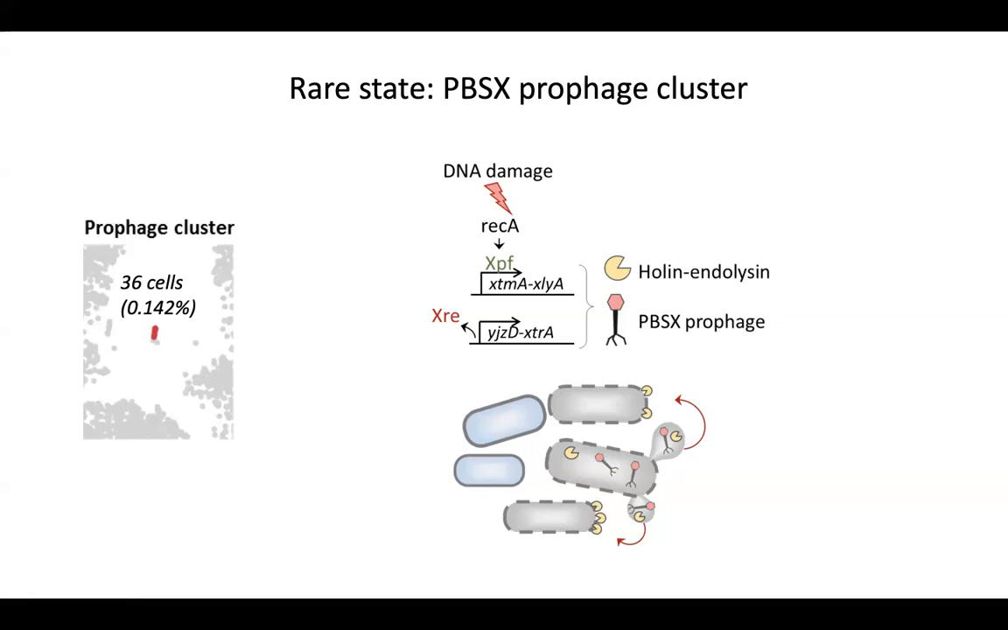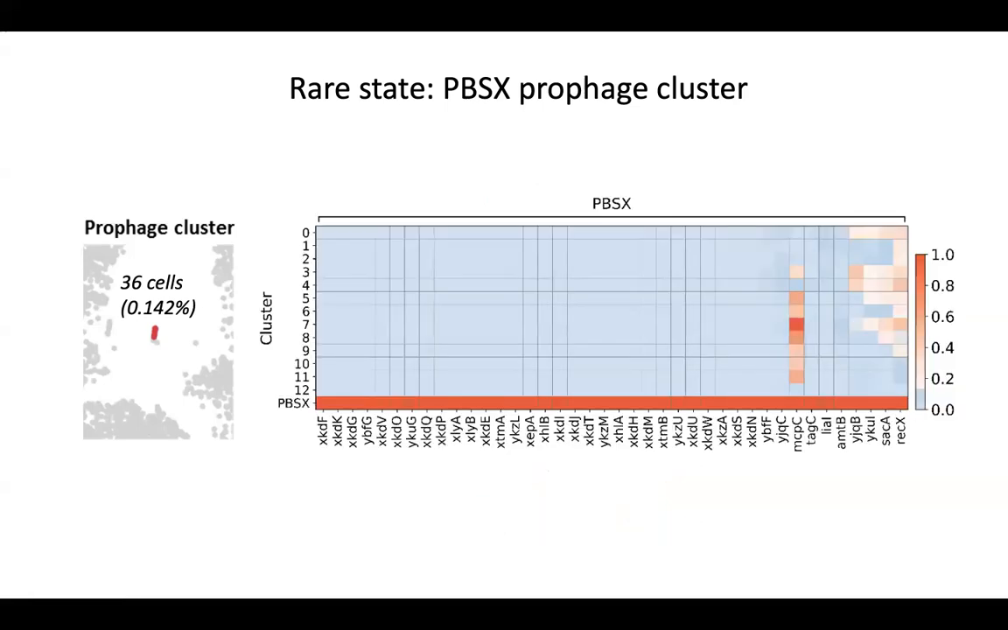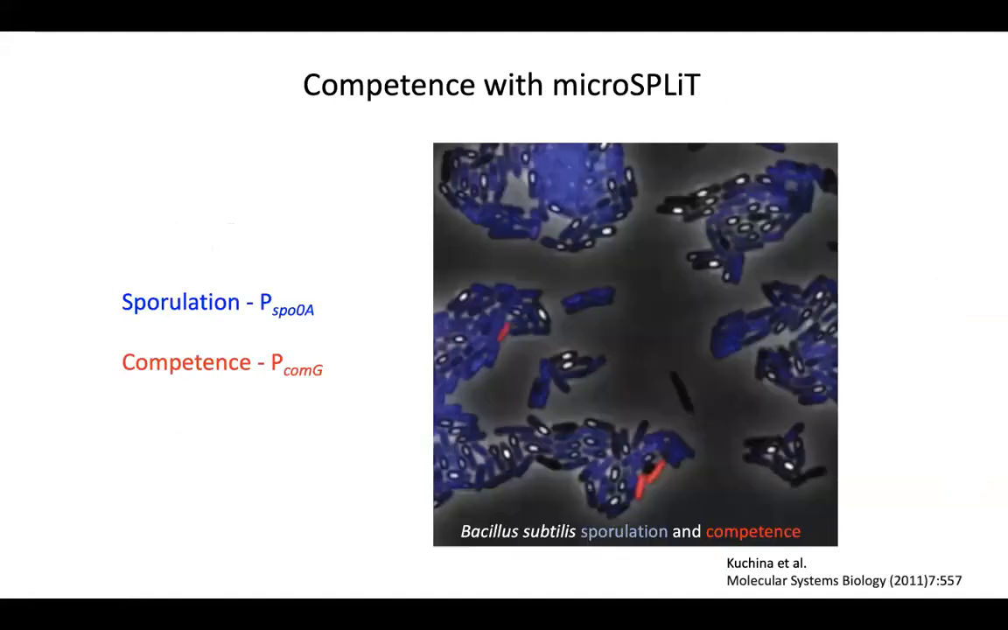But what we do know from previous studies is that it is actually activated in a small portion of cells when the cells just grow normally, due to intrinsic cellular stresses, and we can actually detect this fraction using microSPLiT.